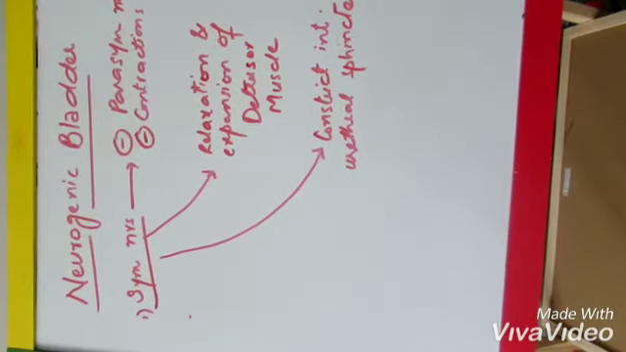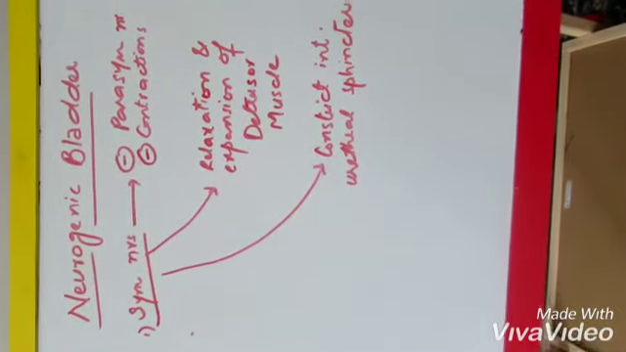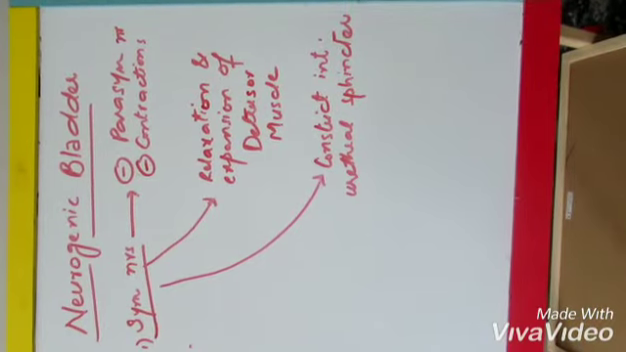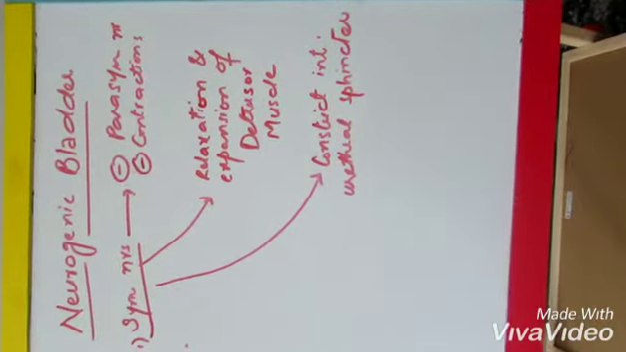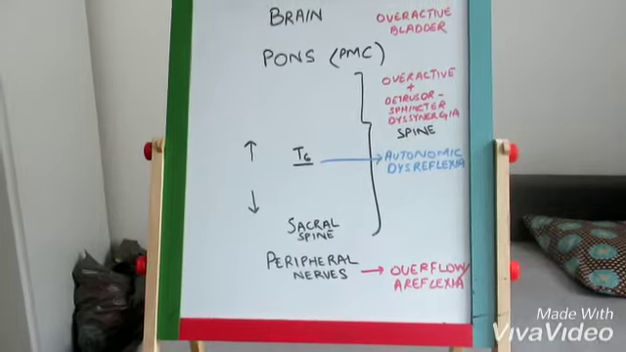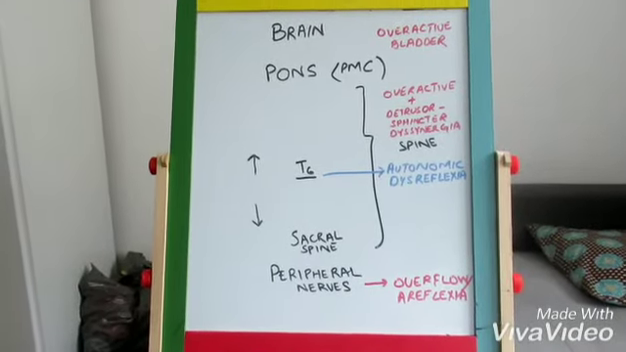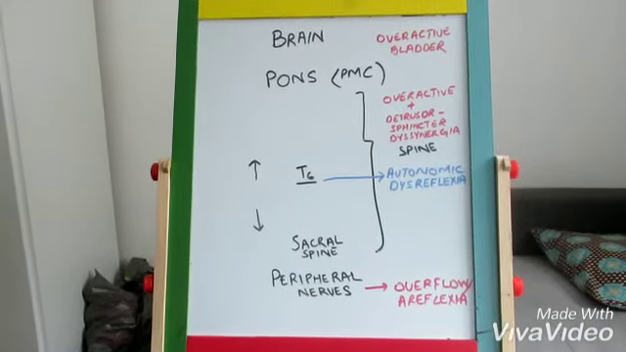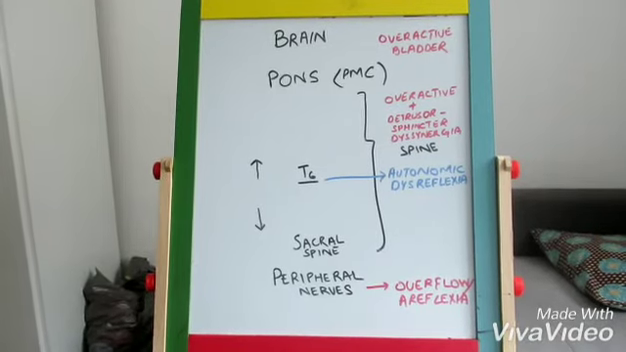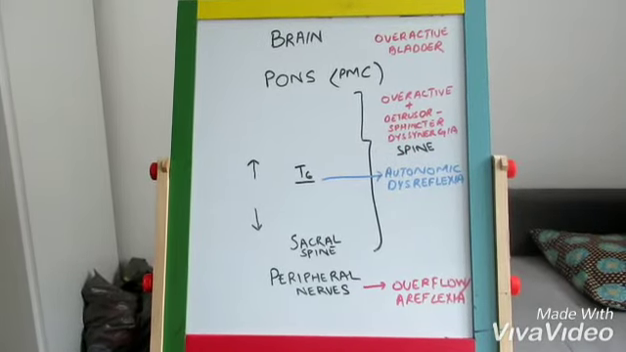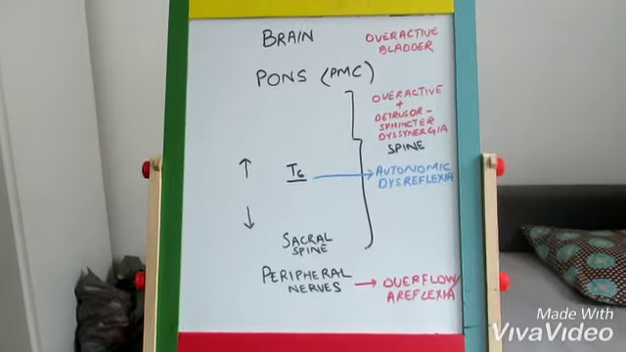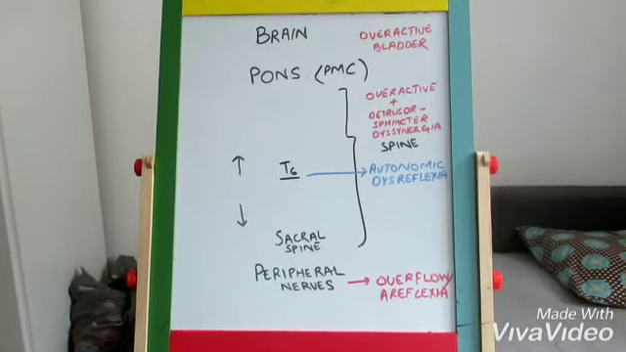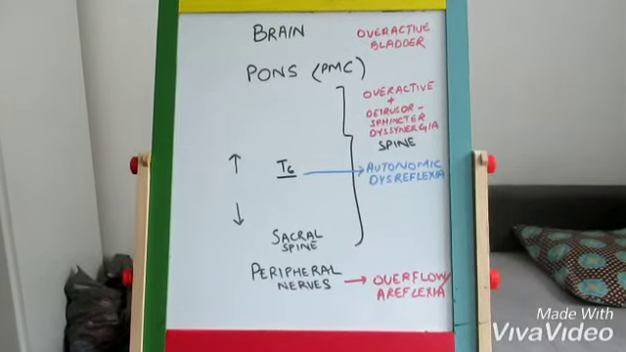Parasympathetic system has these three functions: inhibition of contraction, relaxation of detrusor muscle, and constriction of the internal urethral sphincter. So coming to the neurogenic bladder. Neurogenic bladder, we already discussed something about the mechanism. Now, where is the lesion? The question is, where is the lesion?